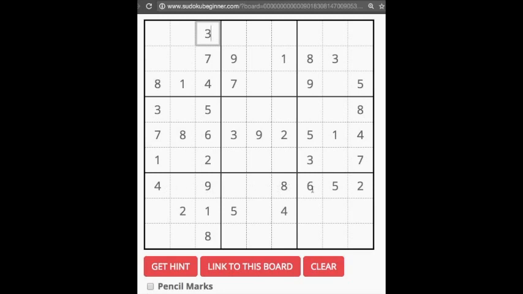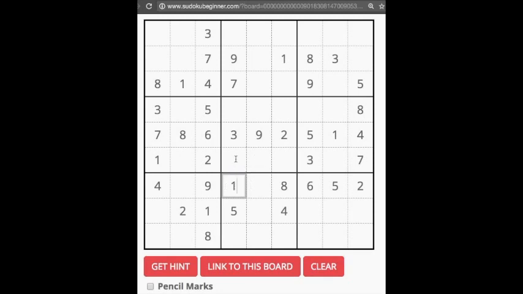So this row here has 2, 4, 6, 8, 9, so we're missing 1, 3, and 7. I see a 1 here, and I see a 3 and a 7 here. So this one here cannot be a 3 or a 7, it has to be a 1, because the only 3 numbers that are left are 3, 7, and 1. So then this is a 3 or a 7, and this is a 3 or a 7.